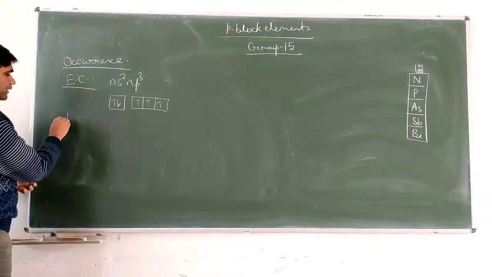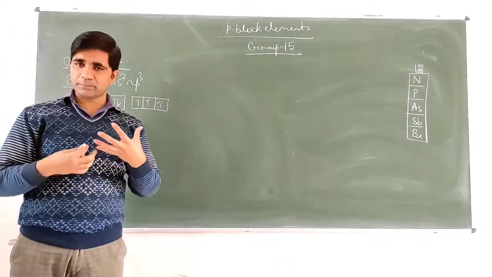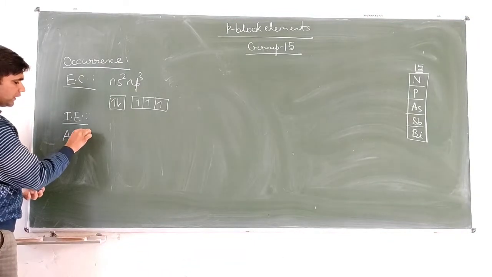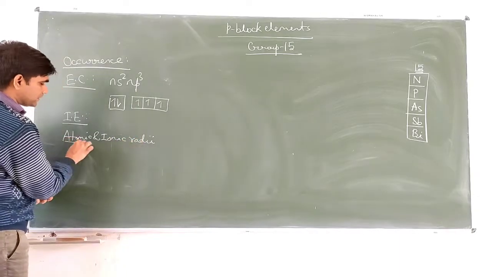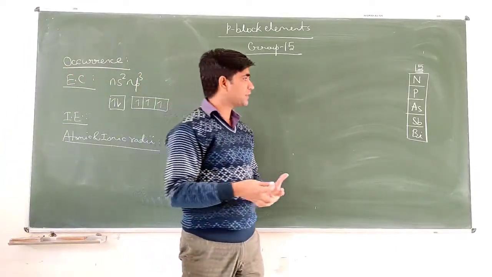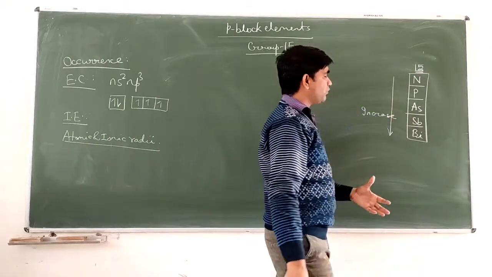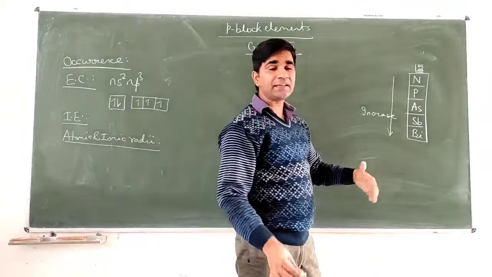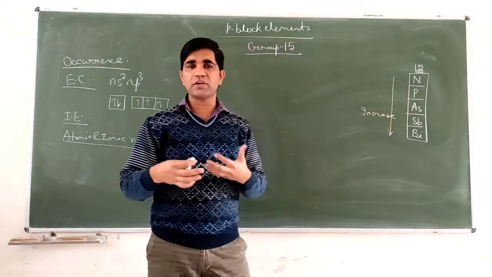Next is the ionization enthalpy. Ionization enthalpy and atomic size are closely related. So before discussing the ionization enthalpy, I will discuss atomic and ionic radii. Atomic and ionic radii means their size. Clear? Size regularly increases down the group. There is no exceptional case. But as we move down the group, the increase in size from nitrogen to phosphorus is very large, whereas from phosphorus onward the increase in size is very, very small.